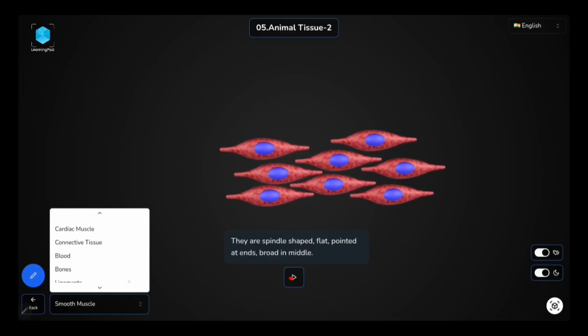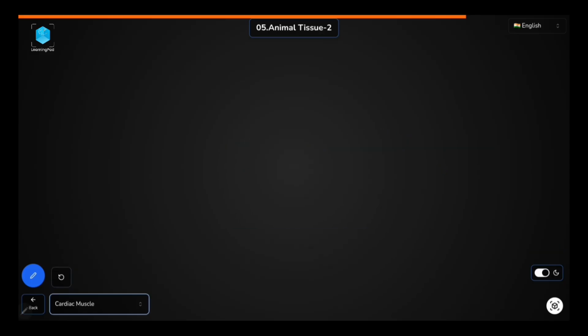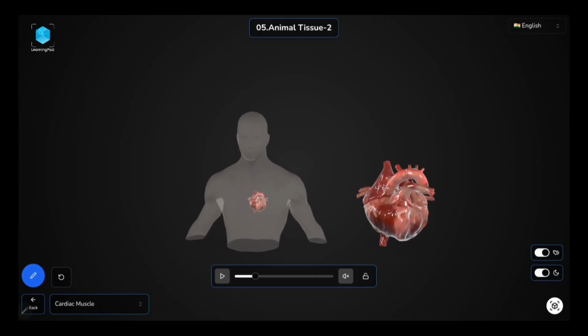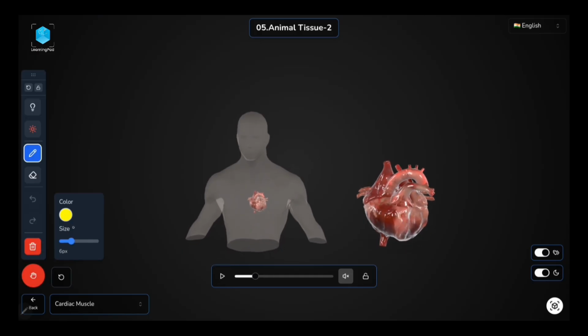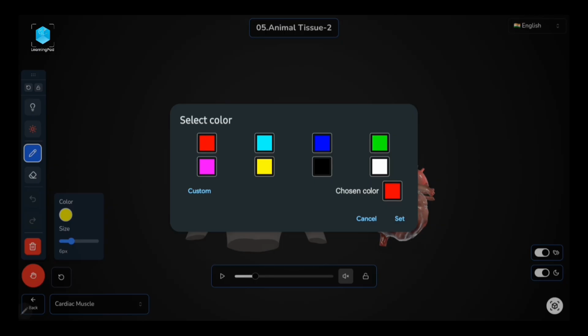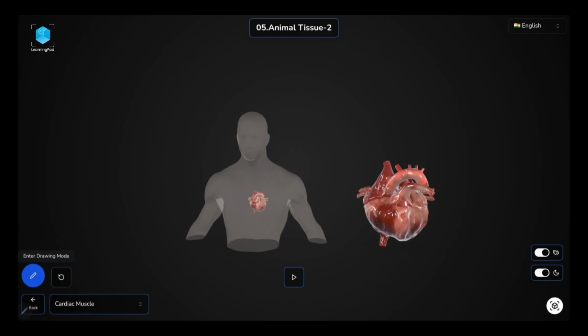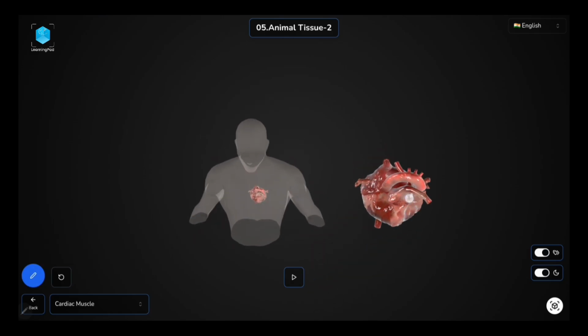The next type of muscle after smooth muscle is cardiac muscle. So let us see cardiac muscle. As the word indicates, cardiac muscle means related to the heart. Here a clear view of the heart is shown. This is the human heart. You all know the size of the human heart is the fist of the person, right?